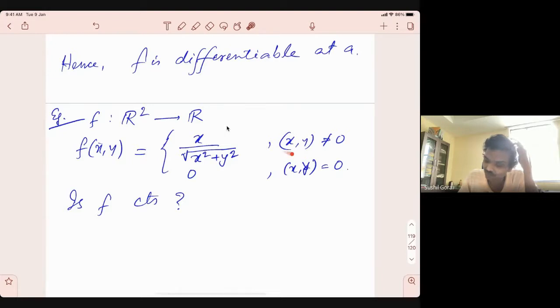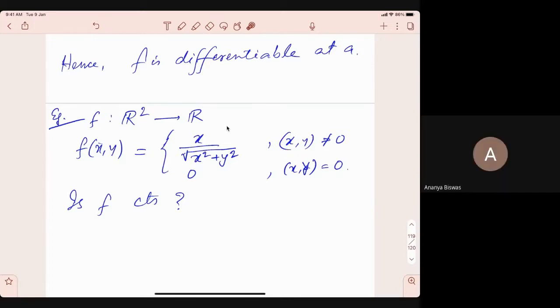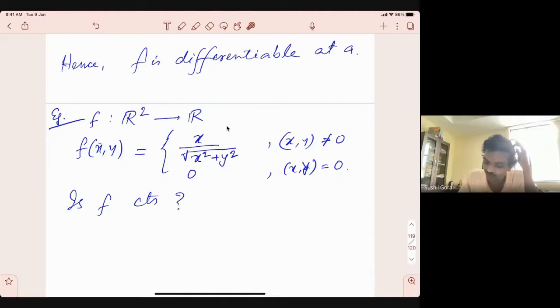So you're saying this xy not equal to 0, sir, means x is not equal to 0. No, sir. X can be 0, because the point 0 comma y will be there. Right. Then what happens? Then, so wait a minute.